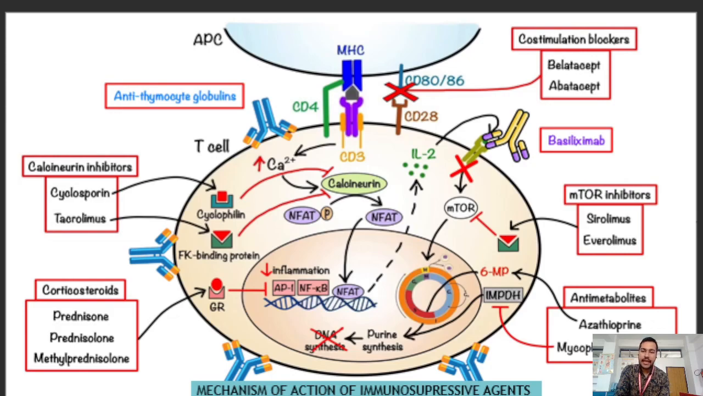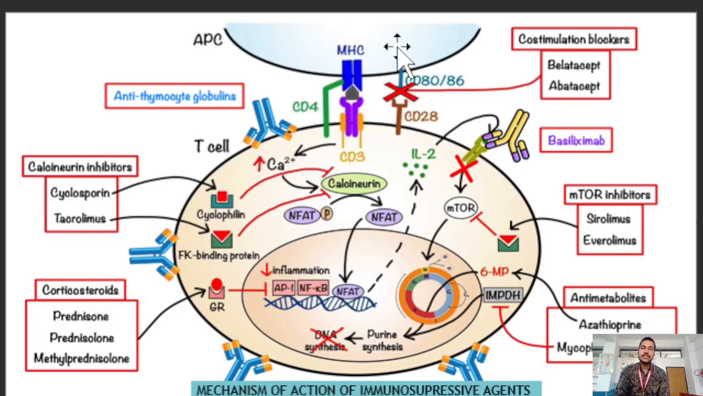Now, as we can see here, the antigen presenting cell binds with the T cell in two spots, in this complex and in this complex. This is called the primary binding, and this is called the secondary binding. So let us recall from the first.